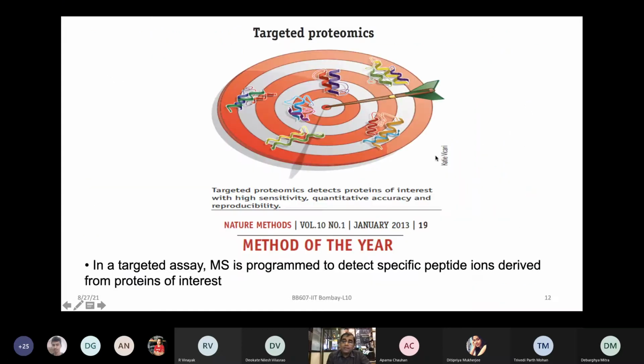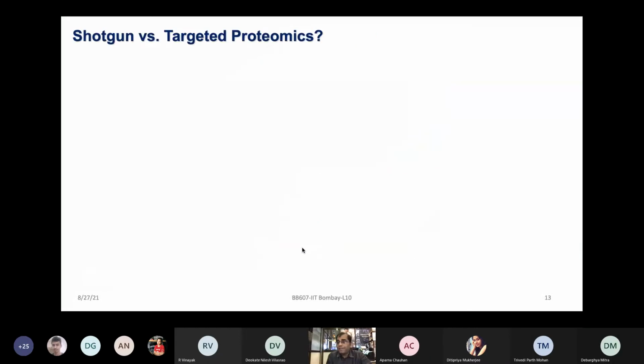So that's the new concept which was taken forward, and it became a very important concept, which became one of the Nature Methods Method of the Year in 2013, to look into how we can utilize mass spectrometers, programming them better to detect only specific peptides of interest. Not the complete full length protein, but specifically the peptide sequences of interest, because that's what you are analyzing from your mass spec data.